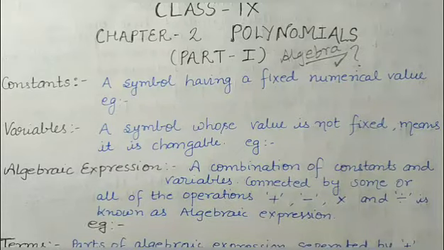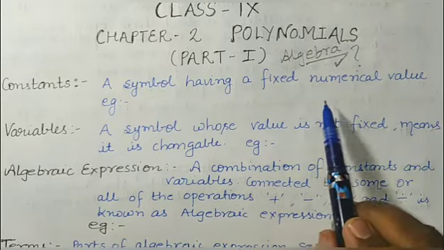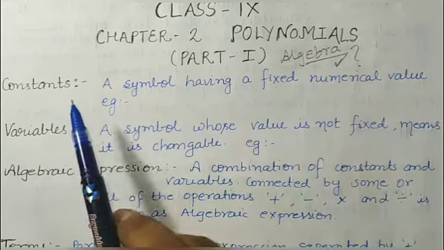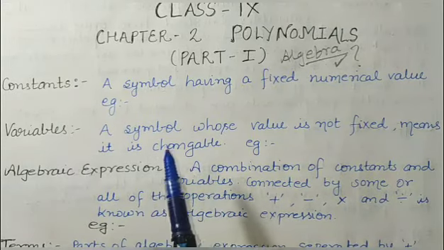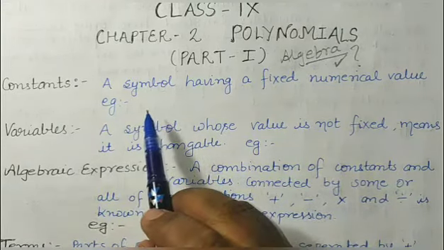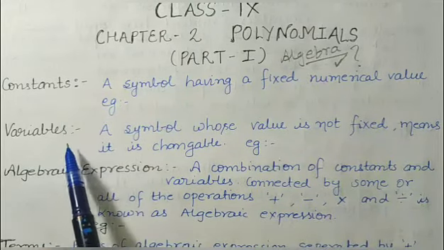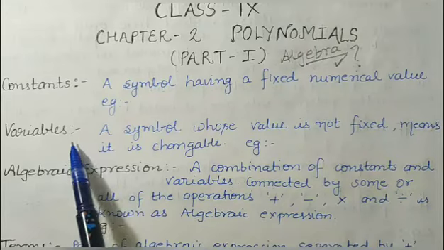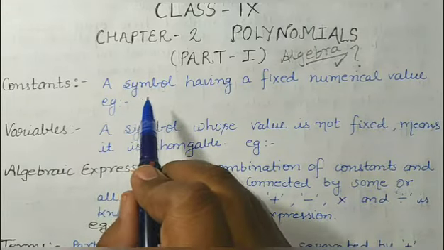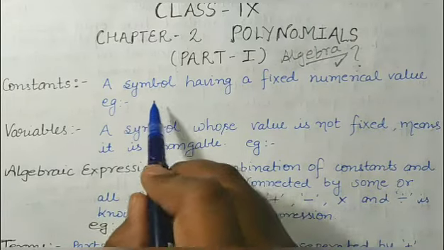Okay, so coming to our first topic, that is constants. A symbol having a fixed numerical value is known as a constant. See students, in mathematics two types of symbol we study. One is constants and one is variables. Constants are those whose value is fixed.